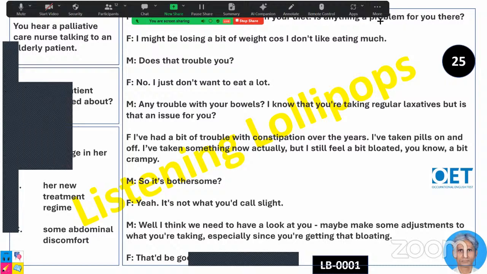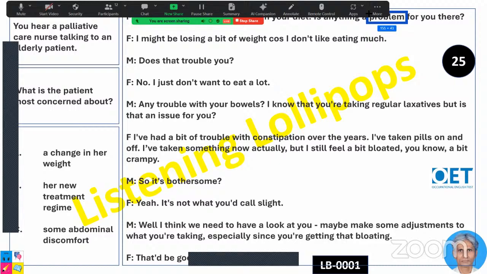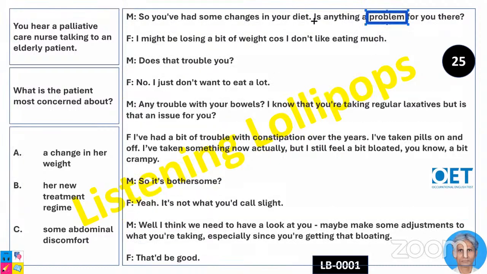Problem. So changes in some diet. Is any problem for you over there? I might be losing a bit of weight because I don't. Does that trouble you? No. That means she's not concerned about losing weight, a change in her weight. I just don't want to eat a lot. Does that trouble you? No. So A is ruled out. That's it.